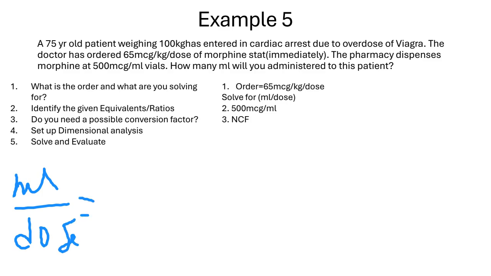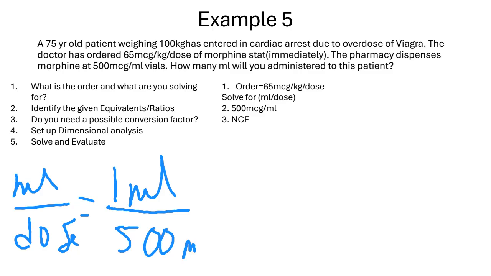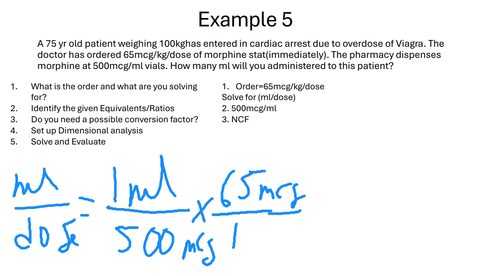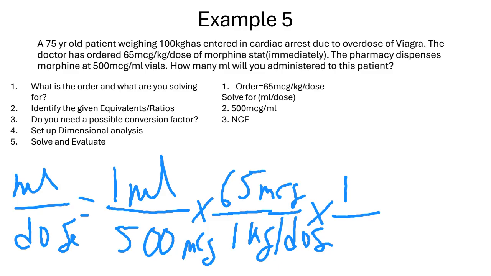And we know that in 1 ml vial, there's 500 micrograms. And the order says that there's going to be 65 micrograms per kilo per dose. In this case, it's a little bit different than the previous one I showed you guys. Why? Because you don't have to deal with conversion factors. You don't have those pounds. In this case, you can straight go with the kilos. So the patient weighs 100 kilos. And that will give you 1 dose.